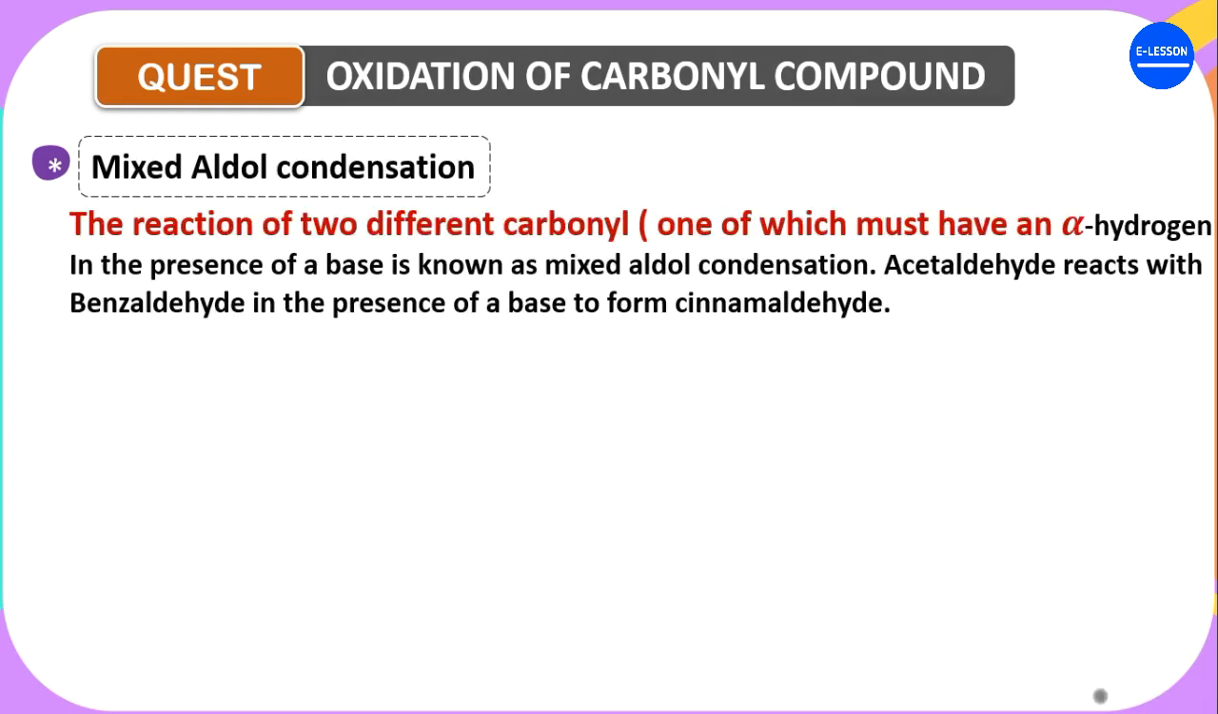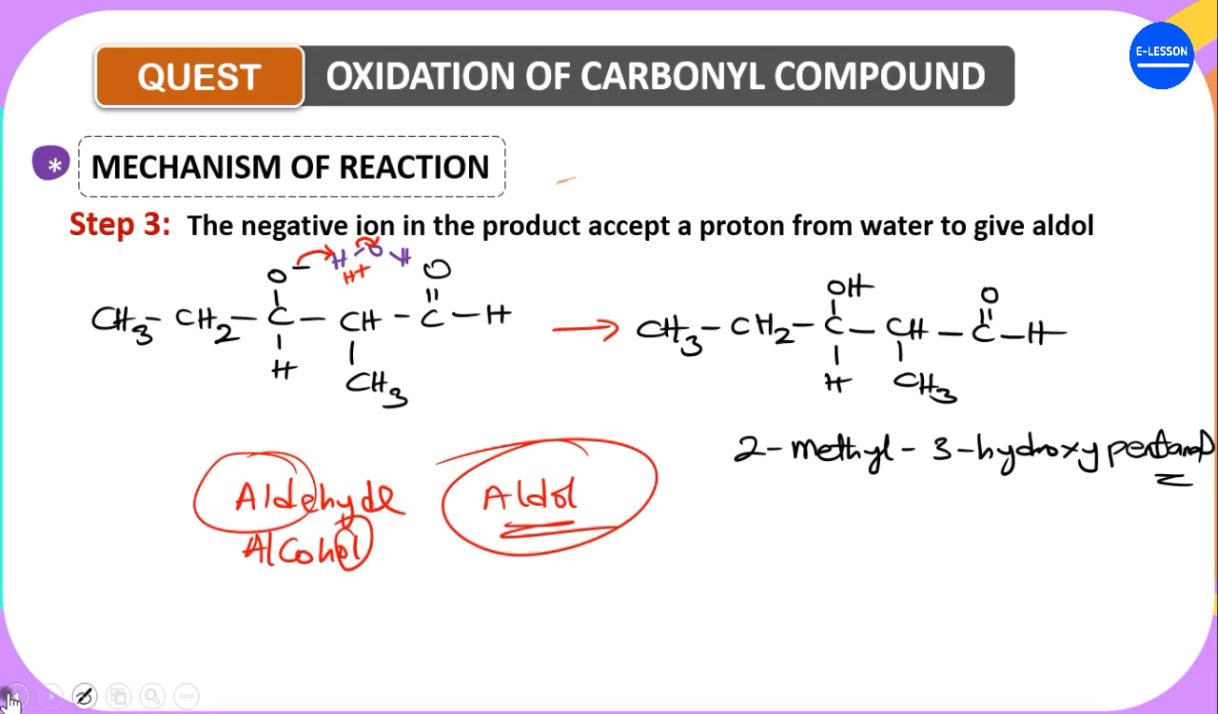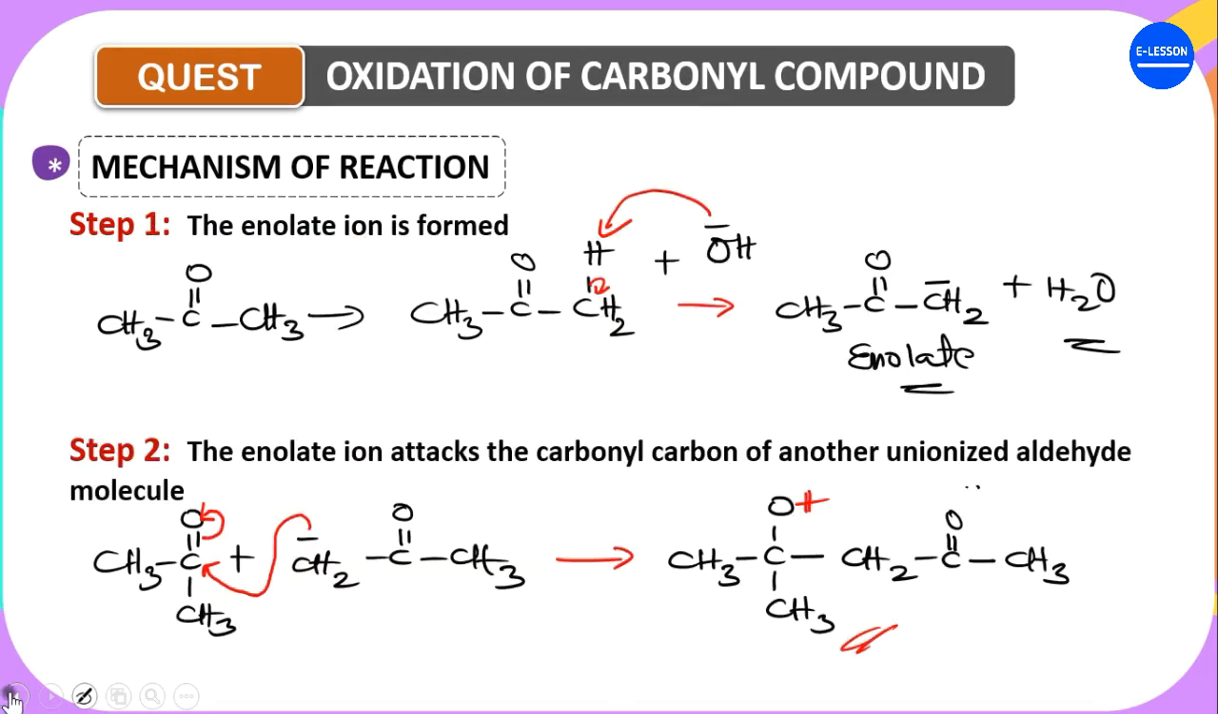Now, we've talked about the Aldol condensation reaction. Now let us look at the mixed Aldol condensation reaction. As the name implies, mixed means two different carbonyls, one of which must have an alpha hydrogen, in the presence of a base. This is known as the mixed Aldol condensation reaction, a reaction between two different carbonyls. You recall that the ones that we did initially were between the same carbonyl. For instance, between two acetaldehyde molecules, or between two propanal molecules, or between two propanone molecules, which are ketones.